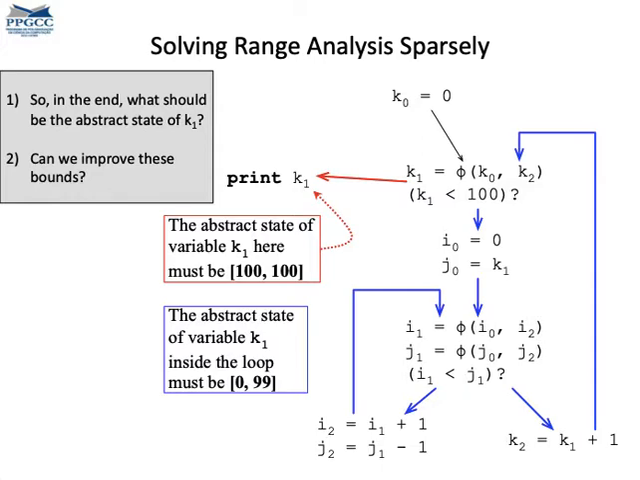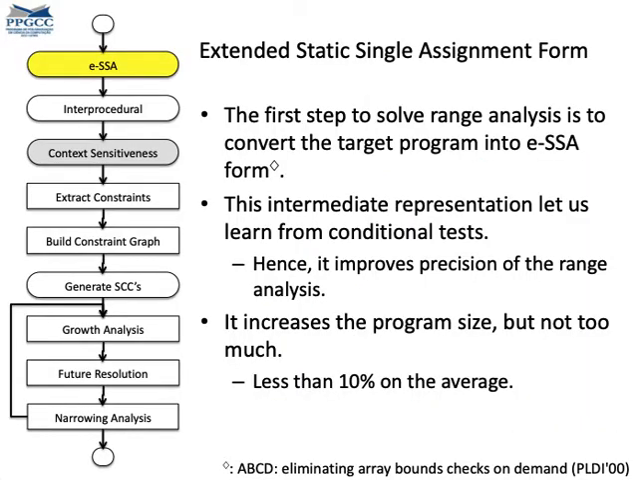For instance, in this program, we see that k0 is always 0. And we see that the range of k1 is bounded by 100 inside the loop, and it must be larger than 100 outside the loop. We are learning information in the conditional test that you have here in the program. Because we learn information on the conditionals, we shall split life ranges there.